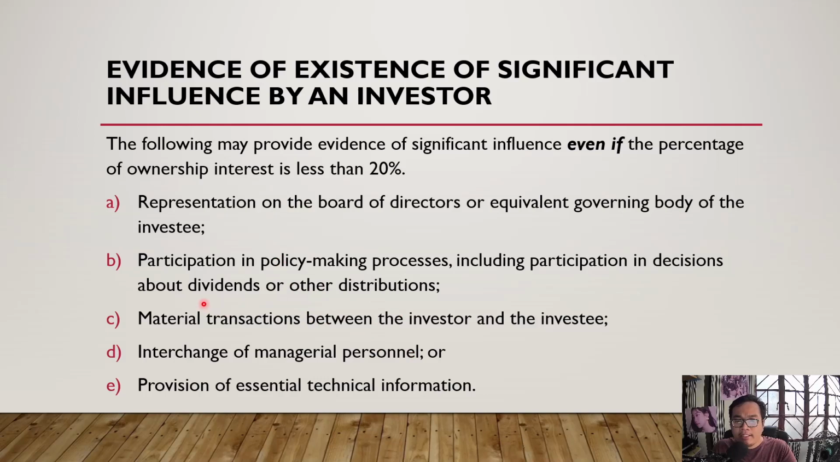Pangatlo, material transactions between the investor and the investee. Like for example, you have 18% ownership over the investee. Si investor may 18% voting ownership interest with voting power over the investee. Pero itong si investor, siya pala yung primary supplier ni investee ng kanyang raw materials. So, it turns out that this investor is the primary supplier of the raw materials na ginagamit ni investee sa kanyang operation. So, in that case, kahit na hindi na-reach yung 20% threshold, pero may material transaction between the investor and investee, then you can clearly say that there's a significant influence.